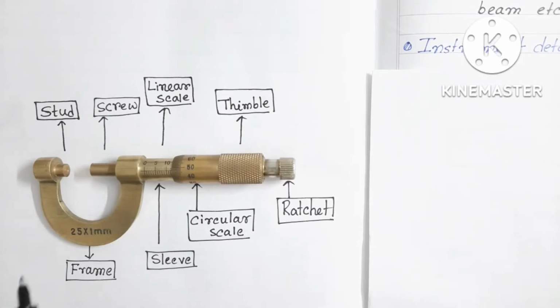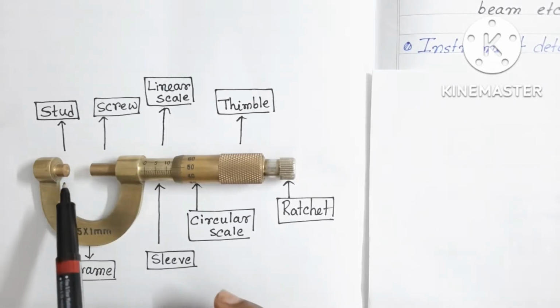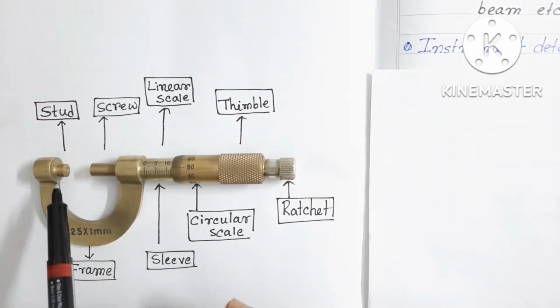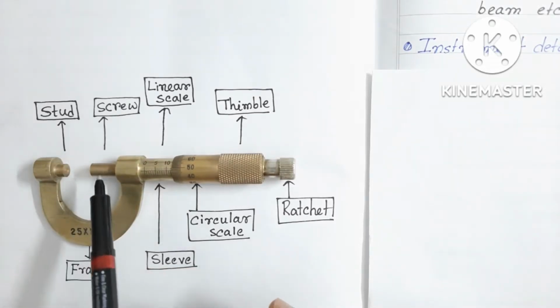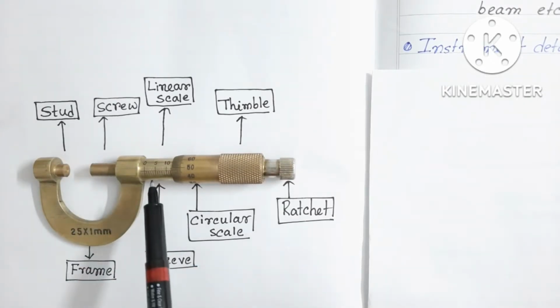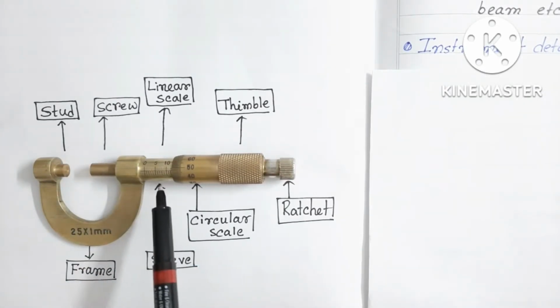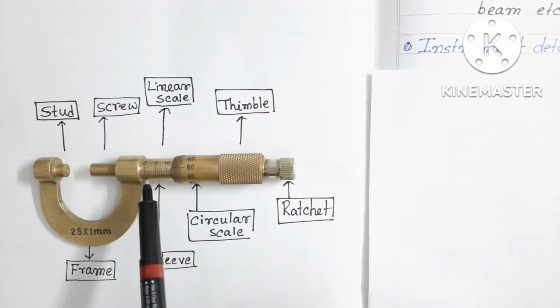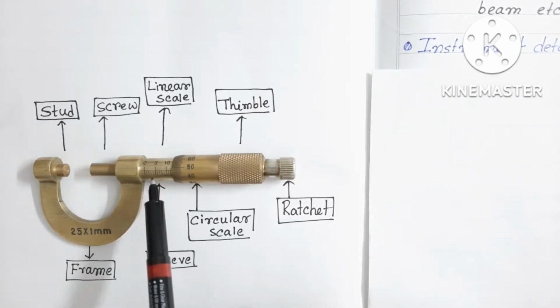Here you can see the real instrument and I will discuss the different parts of this instrument. So this is known as the frame of the screw gauge. Here you will find a fixed end which is known as a stud, and there is a movable end which is known as a screw. This part is known as a sleeve, and over the sleeve you can see there is a scale, and each division of the scale is in millimeter.